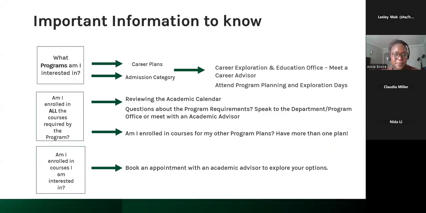And just some important information to know is what programs you are interested in. If you're not sure, that's completely okay. We recommend meeting with a career advisor through the Centre for Career Exploration and Education to help you refine your ideas on what you want to do. Again, are you enrolled in the right courses required by the program? Please review the academic calendar. If you're not sure about what courses you need to take, book an appointment to meet with one of the academic advisors at New College, or you can also book an appointment with a program advisor.